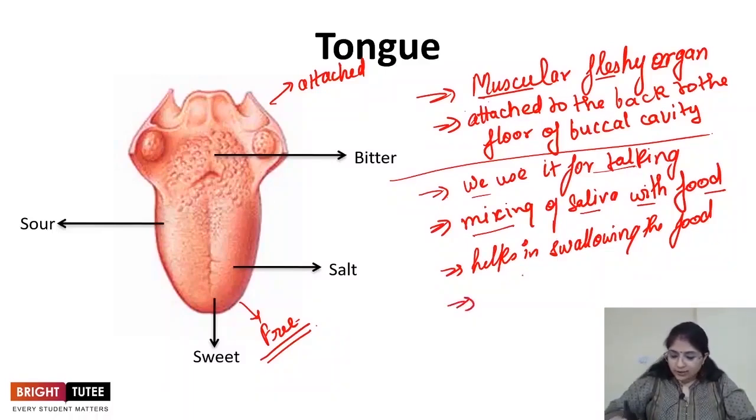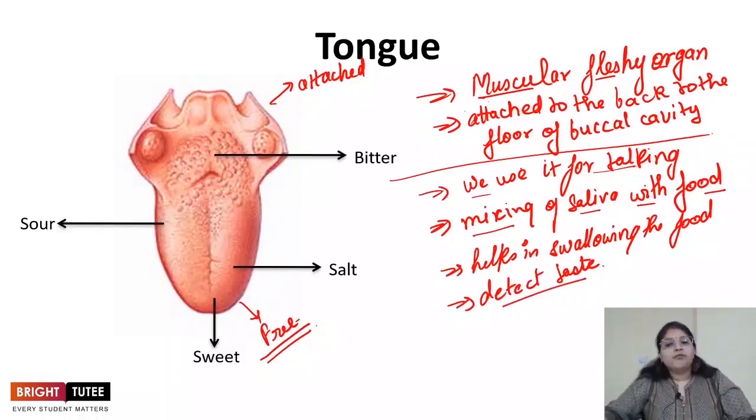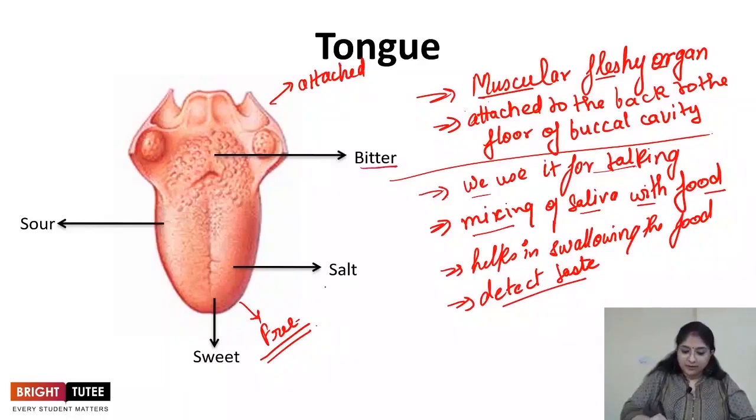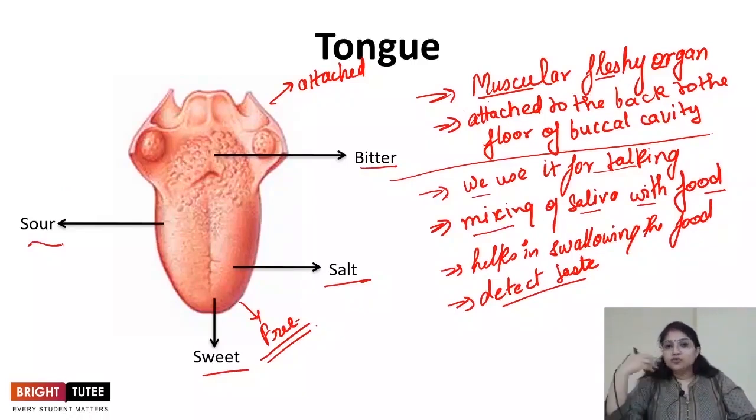The fourth function is to detect taste. This is another very important function of the tongue. We've seen that your tongue has special taste buds. These are the taste buds which are present in different areas of your tongue, which detect different kinds of taste. Usually when we are eating anything, there are four tastes. One is bitter, we have salt, sweet and sour. These are the four tastes that we usually eat.